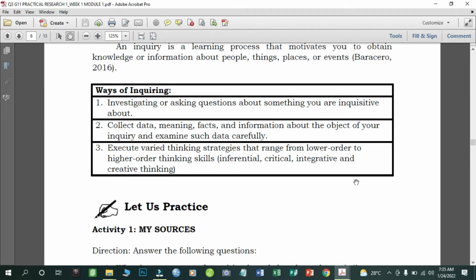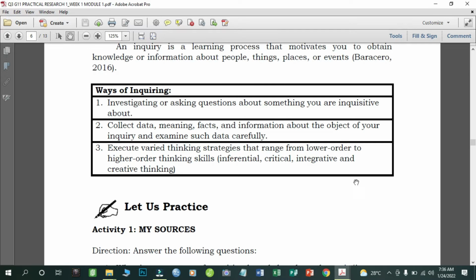So these are the ways of inquiring. Number one, investigating or asking questions about something you are inquisitive about. That is the first thing. You cannot have research if you don't have questions in your mind. Number two, collect data, meaning facts and information about the object of your inquiry, and examine such data carefully. Just like in your science experiment, you record, for example, the boiling point of water, the times, the reaction, the specific gravity, or the weight of the chemical or compound you are studying. In your research, you are also going to collect data through interviews, observation, and questionnaires. Those are some of the ways of collecting data.